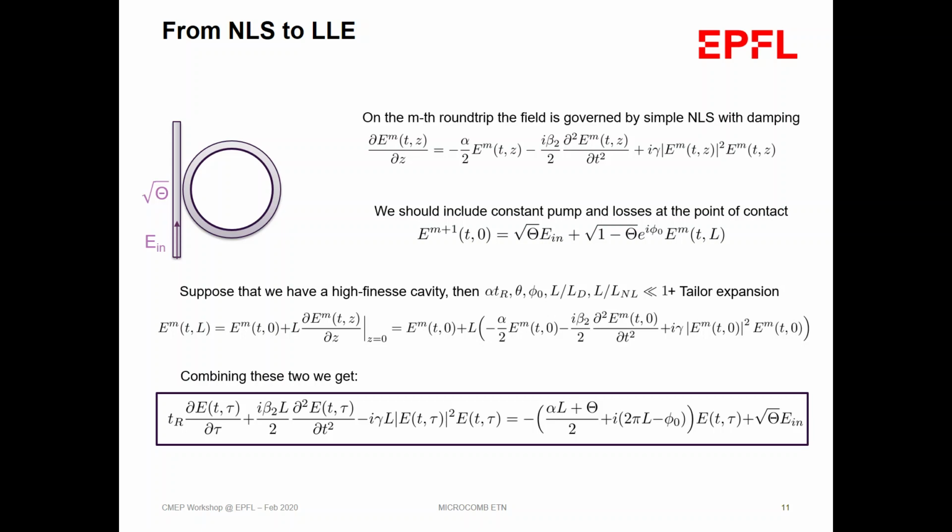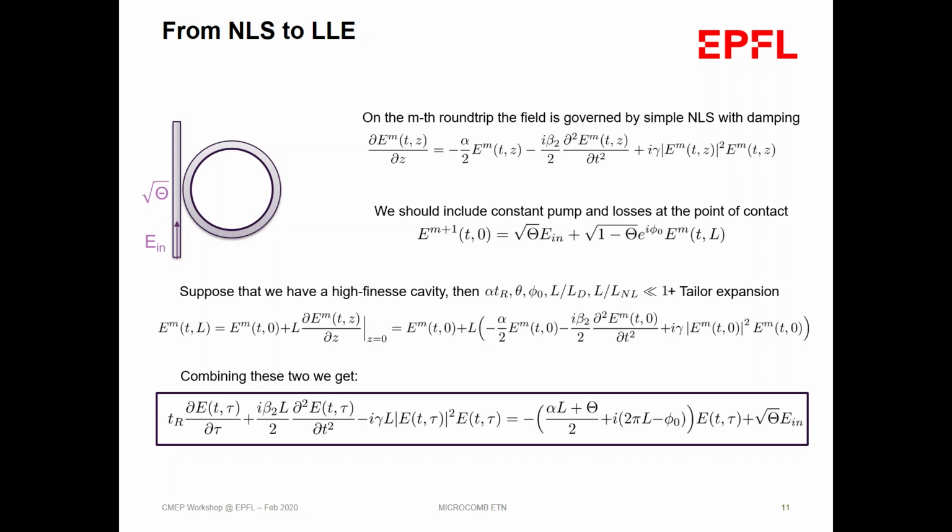Where is the detuning? In the detuning, you said it's 2πl minus L. Yes, so it's there: 2πl minus L. If you divide it by TR, then you get our detuning, which we are used to. So that's how you derive all of this. It will come later, so you will see it.